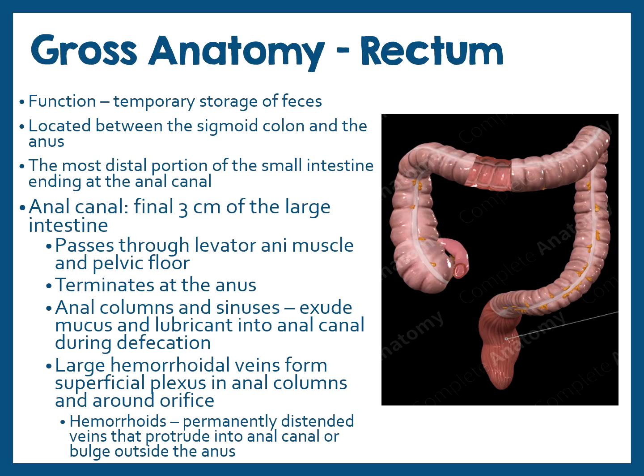So the function, once we get to the end of the intestines, now we're going to be here in the rectum, and that's where we're going to have temporary storage of the feces. So this rectum is located between the sigmoid colon here and the anus, which is the very end. And the most distal portion of the rectum is referred to as the anal canal. That's the final 3 centimeters right before the anus. And there are muscles that are part of your pelvic floor called levator ani muscles.